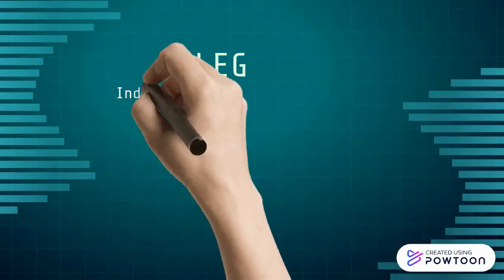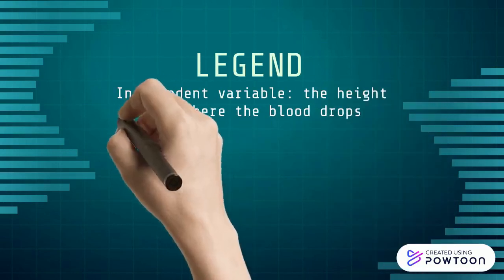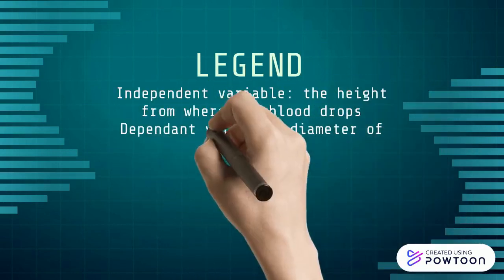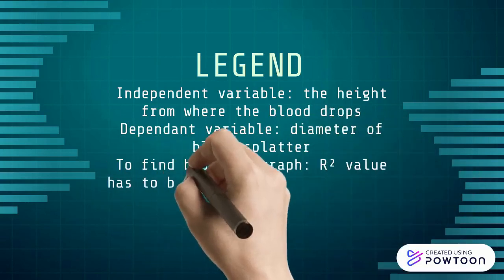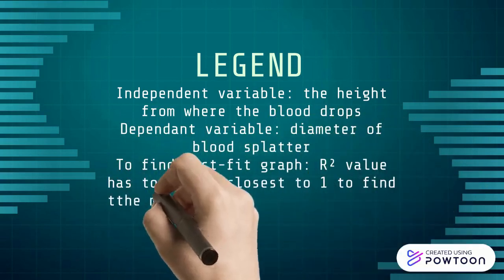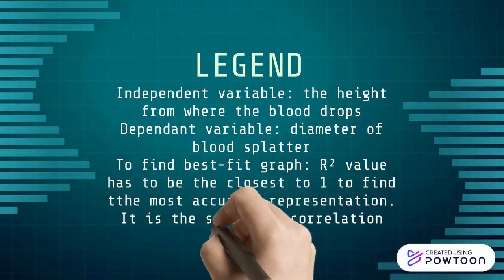For all three graphs, the independent variable, also known as the x-axis, is the height the blood was dropped from, and the dependent variable is the diameter of the stain, the y-axis. The R-squared value is also known as the correlation coefficient. The closer the value is to 1, the more accurate the graph is in representing our data.